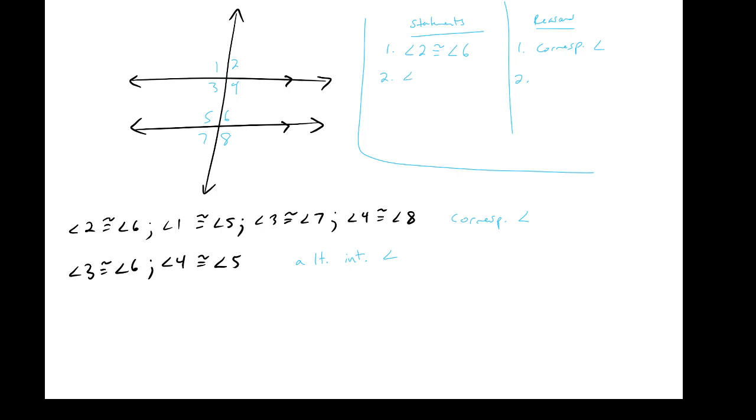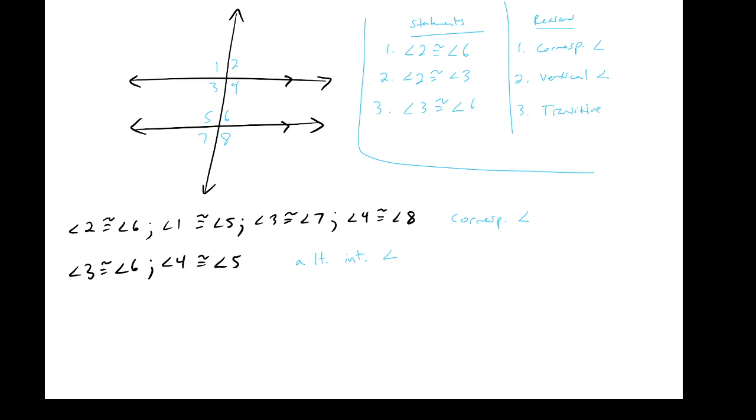Well, taking a look, angles 2 and 3 also are going to be congruent. The reason why is their relationship is that they are vertical angles. So now we can make the conclusion further that angle 3 and angle 6 are congruent. Why? It's because of the transitive property.